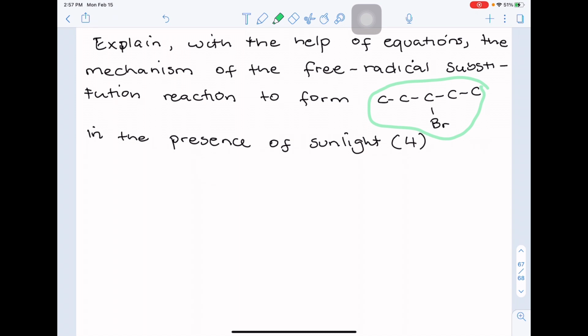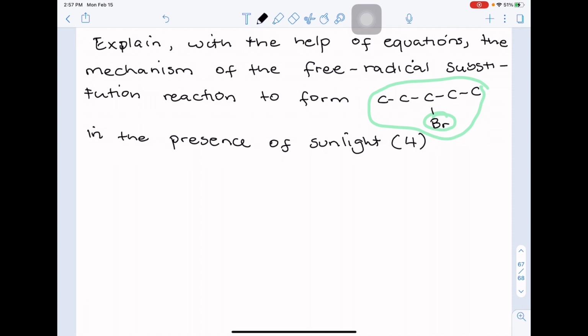So the important thing to note here is the halogen that we're using is Br, so we must have Br2 instead of Cl2. And then the other thing that we note is that the alkane that we're going to use must be pentane because there's 5 carbons.